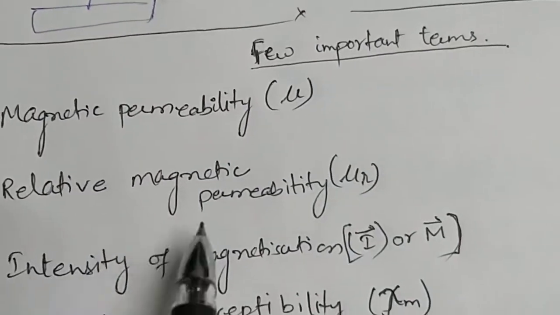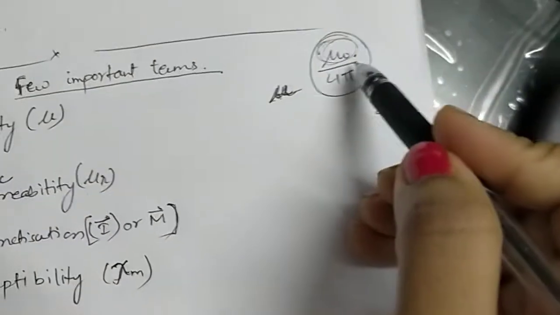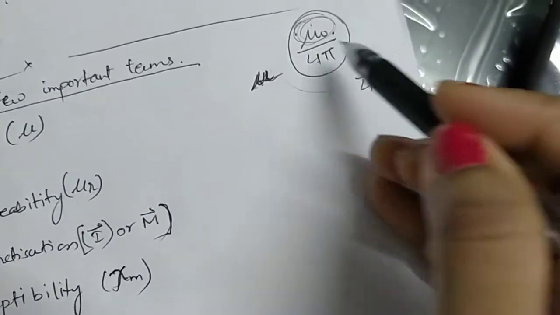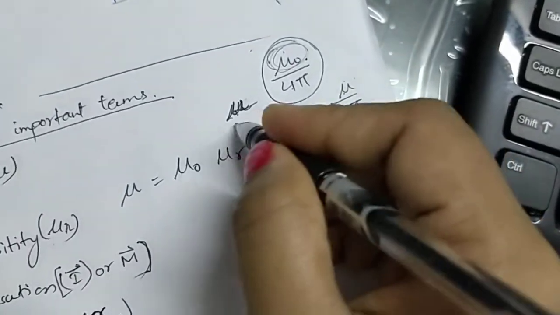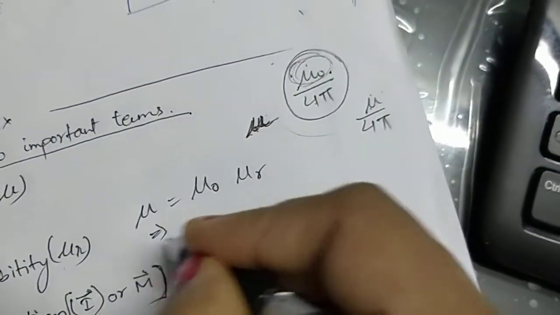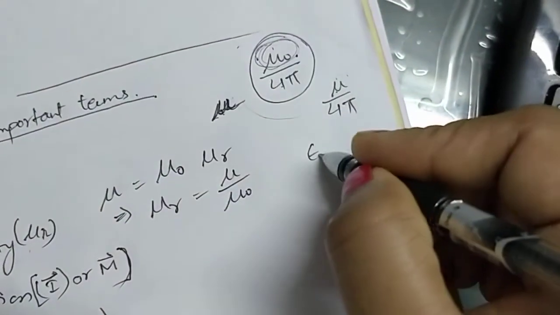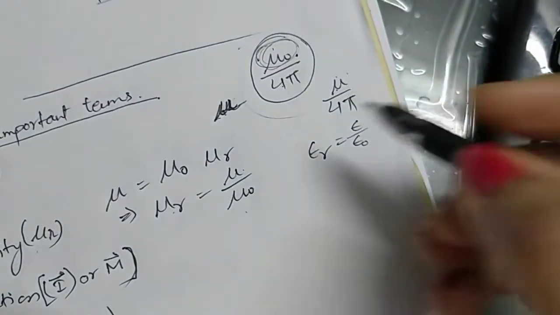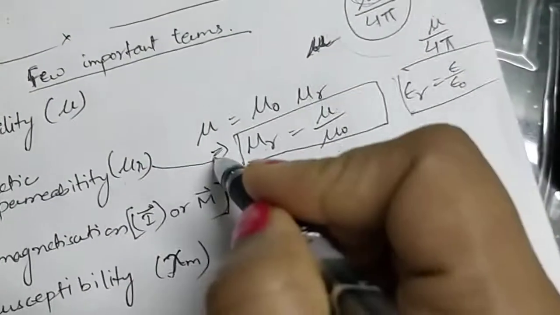Then the second term is relative magnetic permeability. Relative is with respect to something. Here, mu naught by 4 pi is for free space, and mu by 4 pi is for any material. So there is a relation between mu and mu naught: mu is equal to mu naught mu r. This mu r is the relative permeability. From here we get mu r equal to mu by mu naught. This is exactly similar to electrostatics, where epsilon r was equal to epsilon by epsilon naught. Similarly, here mu r is equal to mu by mu naught. This is relative magnetic permeability.